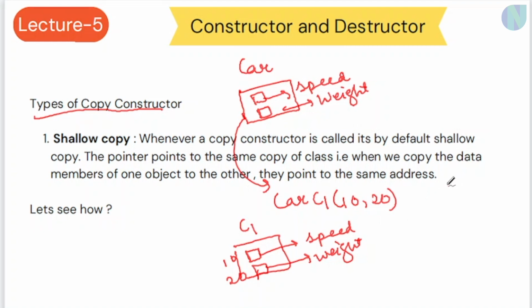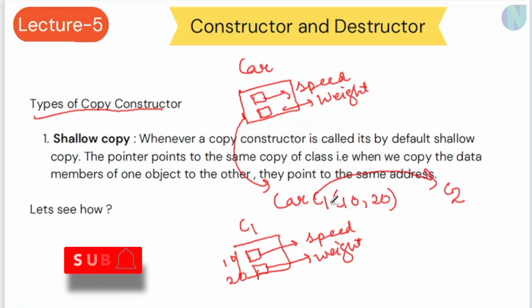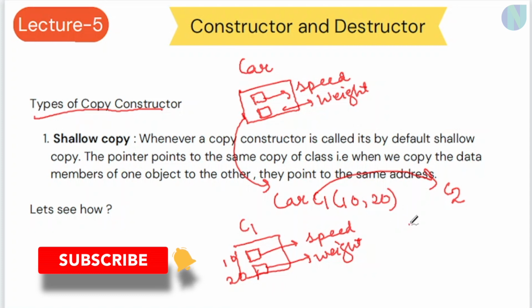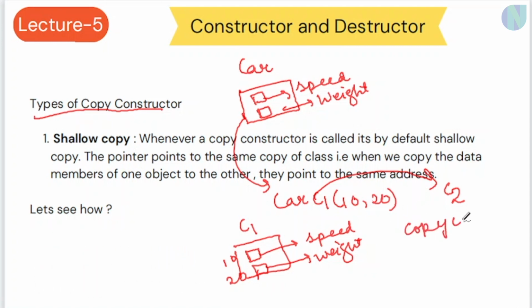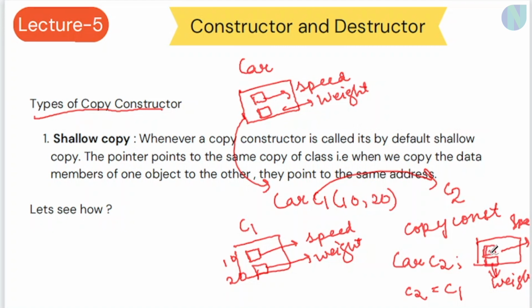Now consider I want an object C2 which is the same as the object C1, like I want all the member variables from C1 to be copied into C2. So there the copy constructor comes into the picture. So basically what we would be doing, we would make an object of car C2 and then assign C2 equal to C1. So now C2 would also have speed and weight with the values 10 and 20.